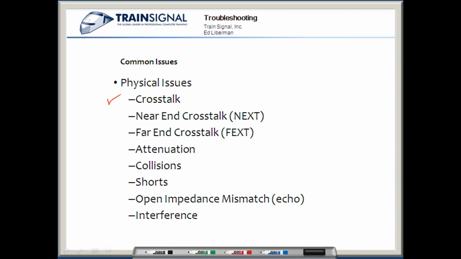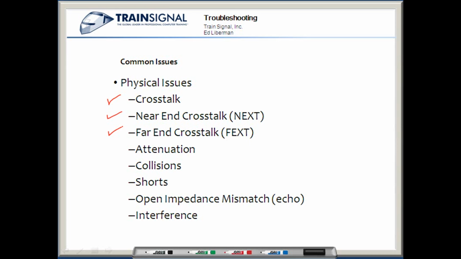Now, there are two variations of crosstalk, which are near-end crosstalk and far-end crosstalk, which are abbreviated as NEXT and FEXT. And really, all this has to do with is, well, where is the crosstalk happening? Okay, in other words, with near-end crosstalk, what that means is that the crosstalk is happening, or the interference aspect of the crosstalk is happening near the source of the transmission.